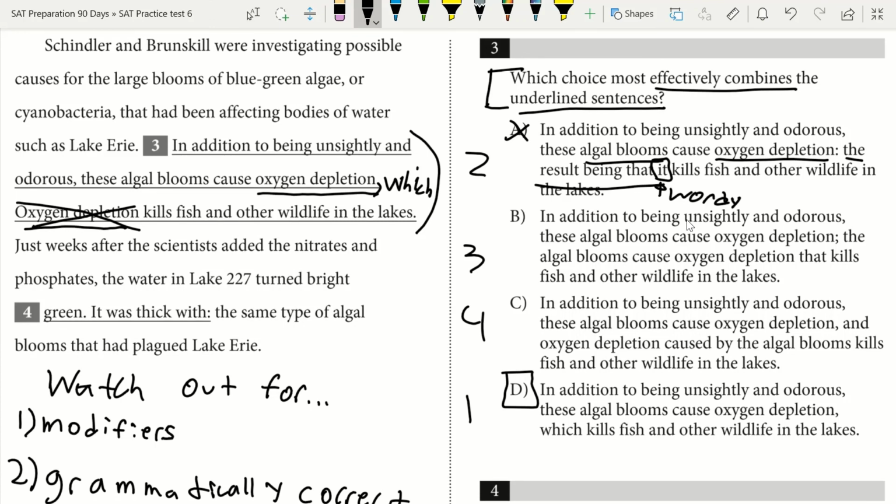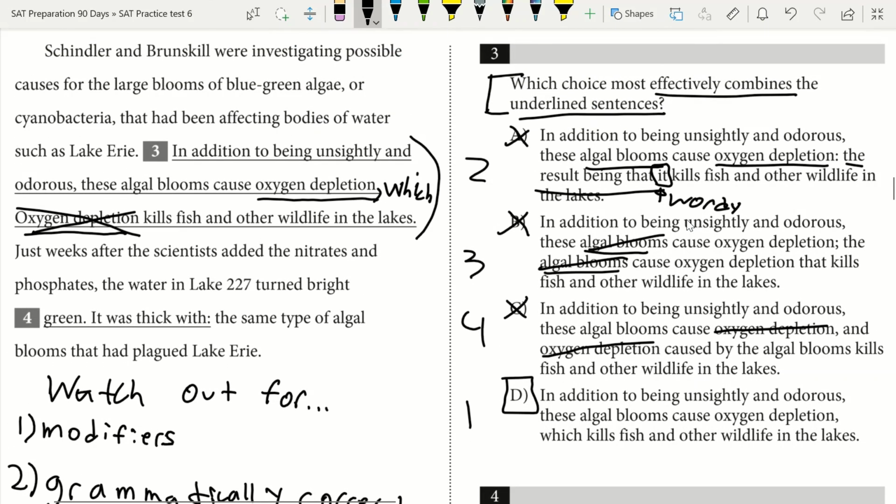Now B, in addition to being unsightly and odorous, these algal blooms cause oxygen depletion. These algal blooms, okay, I'm repeating algal blooms twice. That's repetition. We want to avoid repetition at all costs. C, in addition to being unsightly and odorous, these algal blooms cause oxygen depletion and oxygen depletion. Once again, we have repetition there. We don't want to repeat words like that. Next, we have D, in addition, right, we already talked about how that's the correct answer, so we already know that. Okay, so hopefully that helps you when you're combining sentences like that.